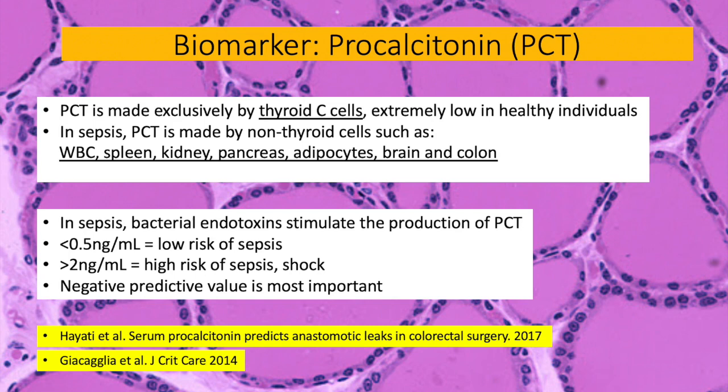In sepsis, bacterial endotoxins stimulate the production of procalcitonin, releasing it into the bloodstream in 3 to 4 hours and peaking after 8 to 24 hours. Values under 0.5 nanograms per milliliter suggest a low risk of sepsis, while values greater than 2 suggest a high risk of sepsis and shock.